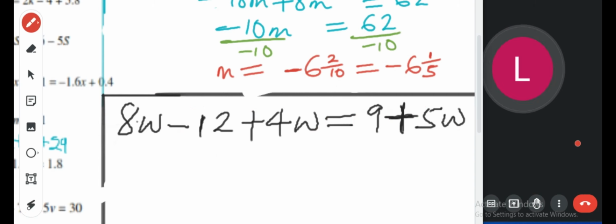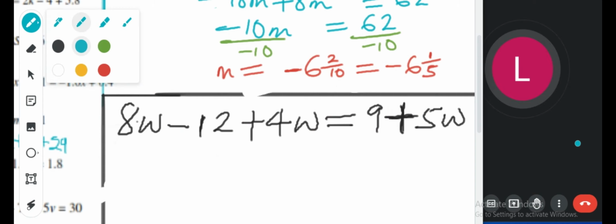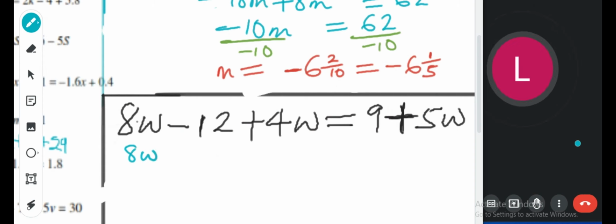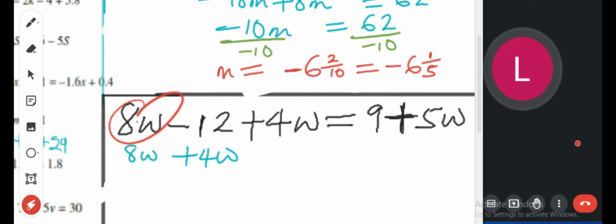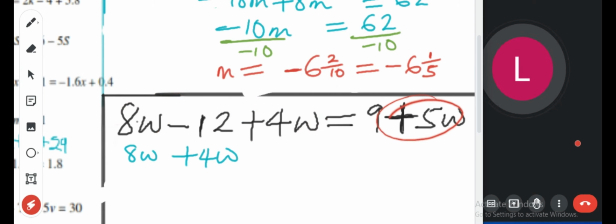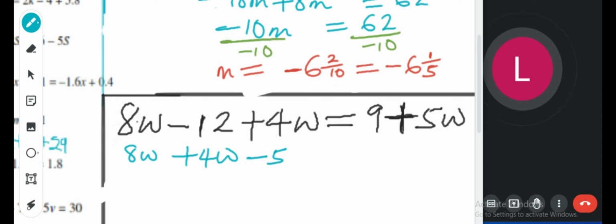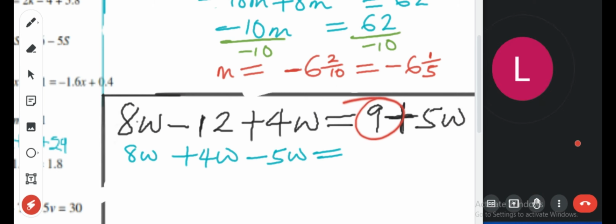We collect like terms. So we're going to have 8w plus 4w. They are still on the left hand side, so they still retain their signs. 8w plus 4w. Then we move the 5w from right to left. It has a plus. When it crosses over, it changes to minus, so minus 5w. That's all the w's. We write the numbers. 9 is already there, so we write it with its sign.